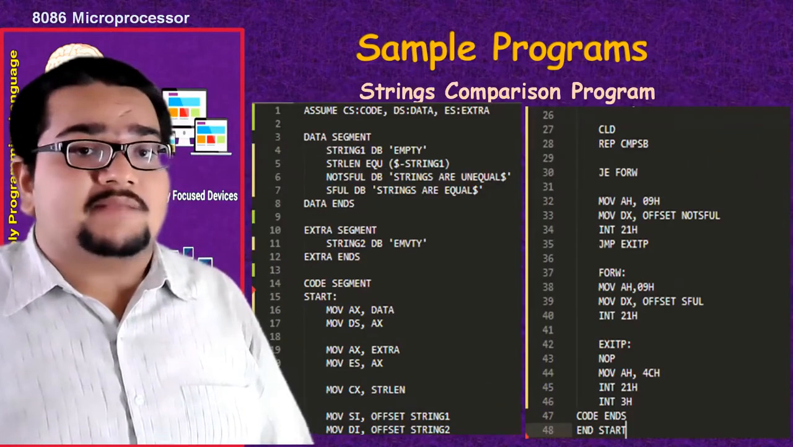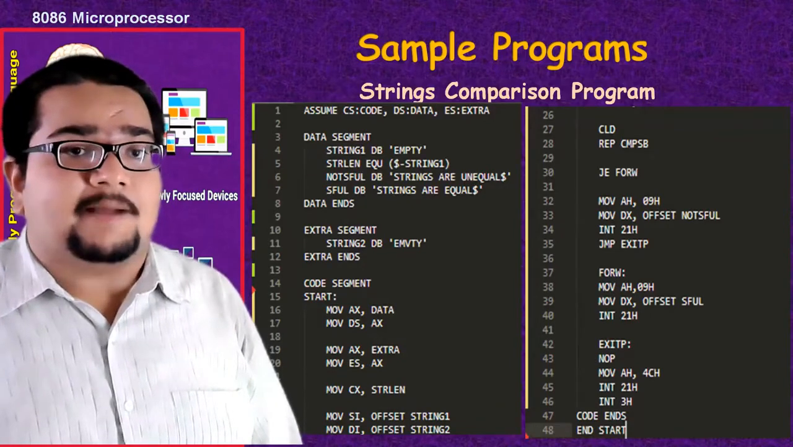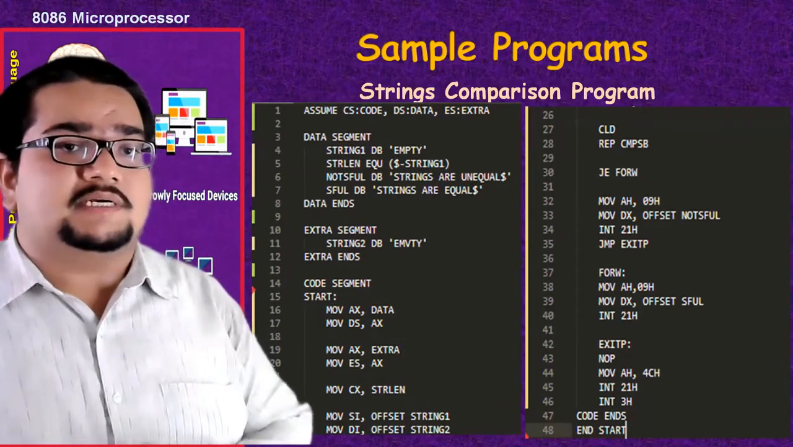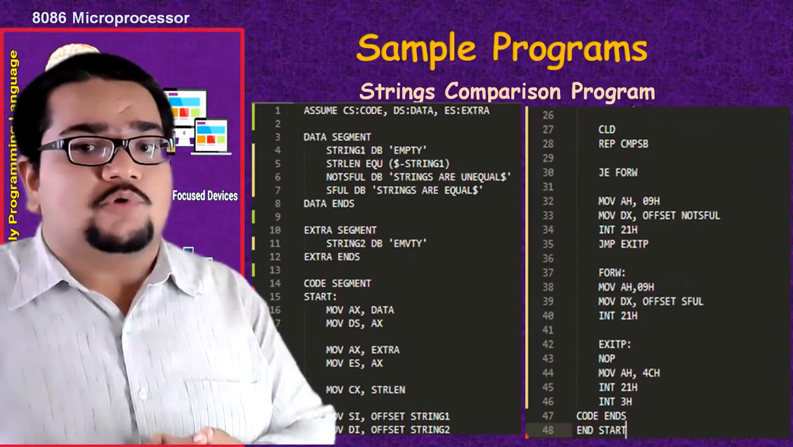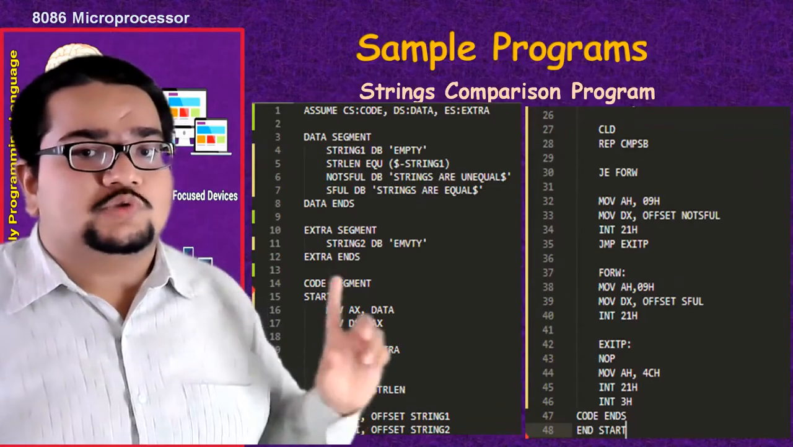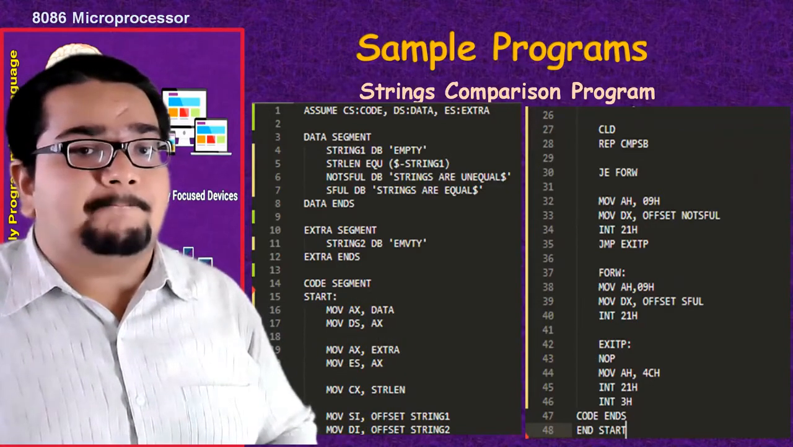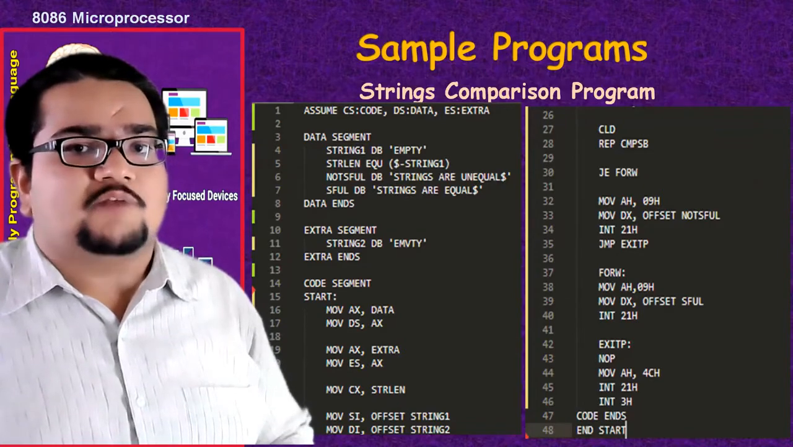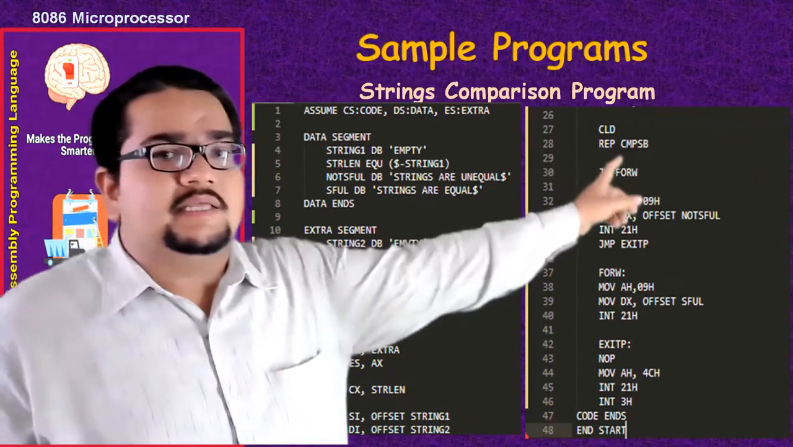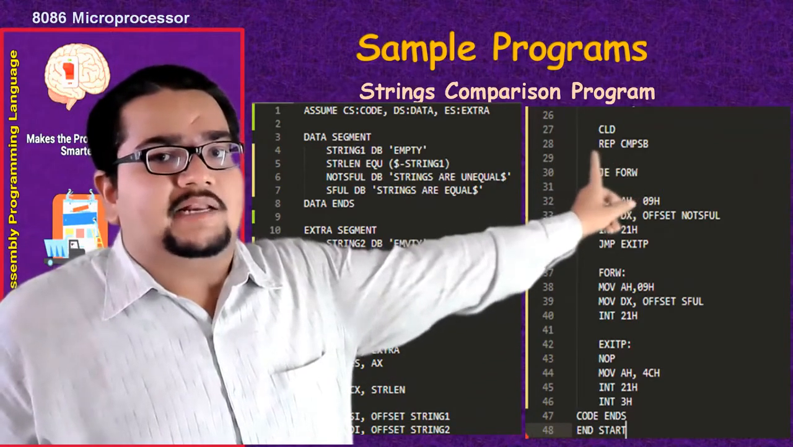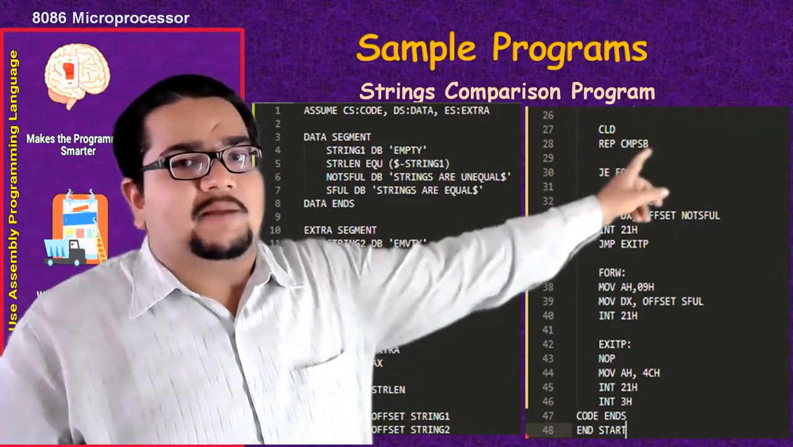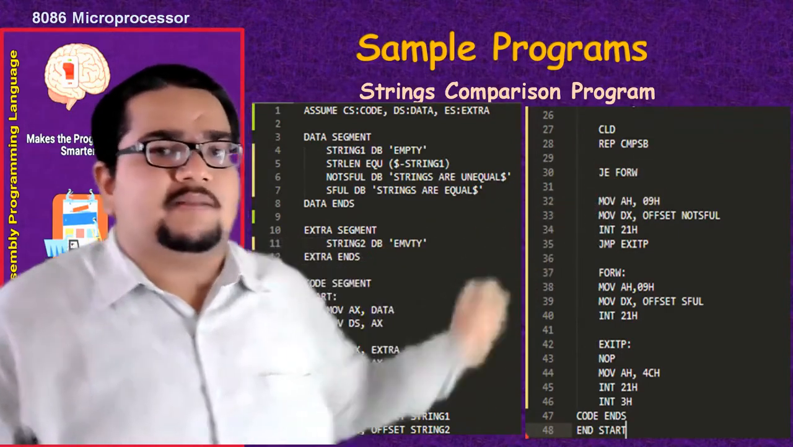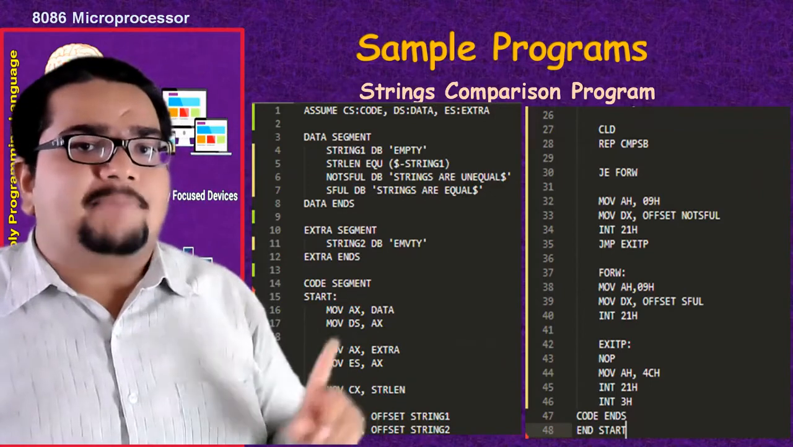One more program I am showing you here is a string comparison program. This program comes under the string manipulation programs of 8086. This particular program will be using our compare SB instruction. You can find that compare SB instruction here at line number 28: repeat compare SB, that is repeat compare string bytes, because here my intention is to compare two strings.